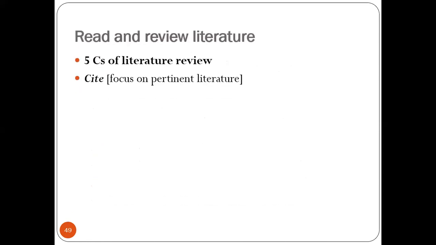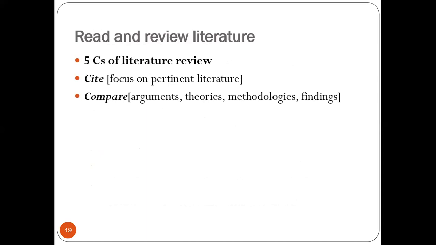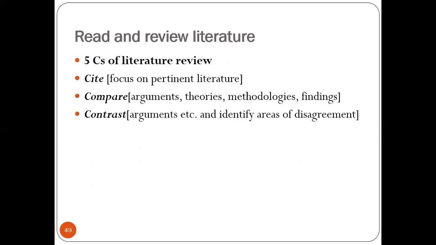Before you can review and read literature, you have the 5 C's of literature review. What we are saying here is that you cite. When you say cite, we are looking at focusing on pertinent literature. Here you write attributedly, because you are not the epitome of knowledge. Definitely you may quote somebody, you may compare, or you may collect certain information from a certain article. You need to cite it, you need to reference, you need to acknowledge that person. It's very key when you are reviewing literature that you acknowledge the person you are getting such information from.